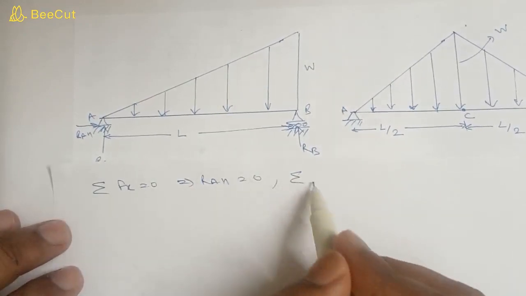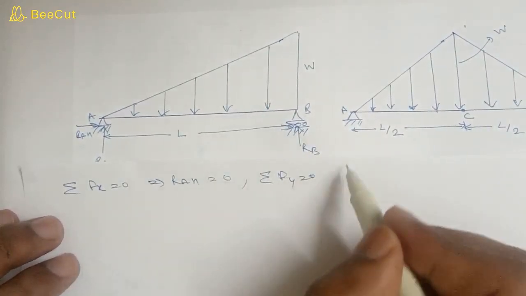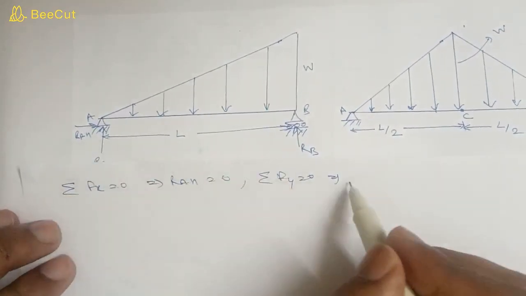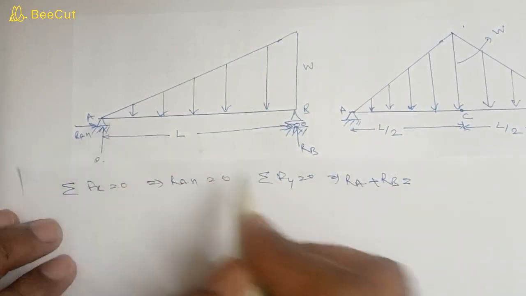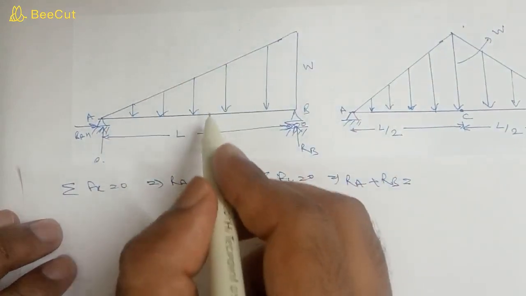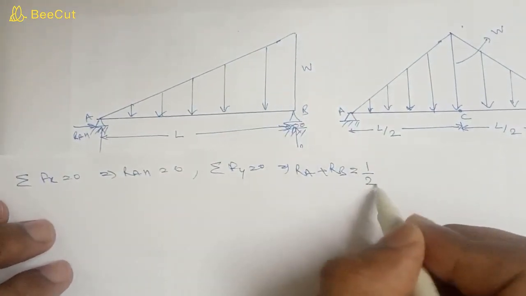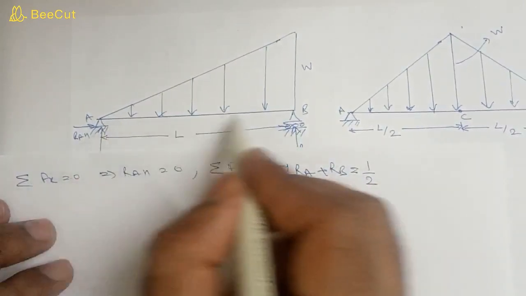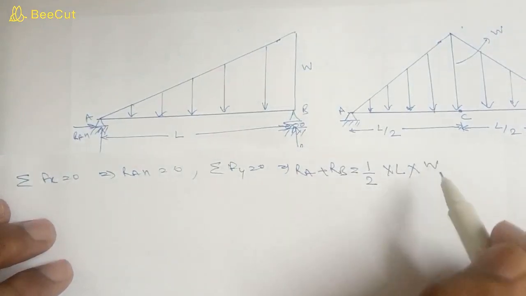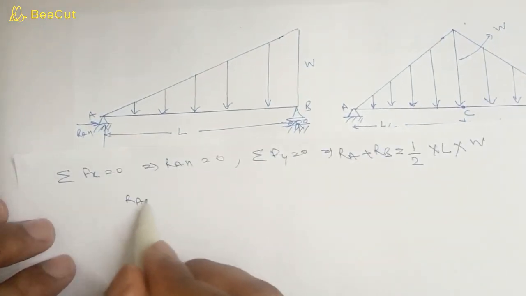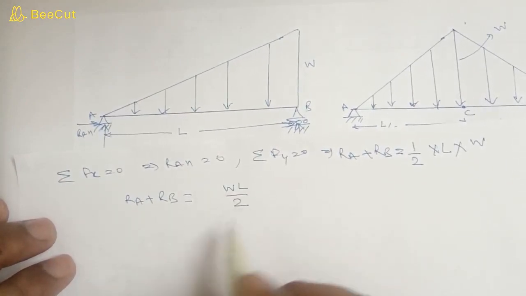And if we apply summation Fy is equal to 0, meaning the sum of all the vertical forces is 0, then we will get RA plus RB is equal to the downward force, because these two forces are upward and are balanced by the downward force. So what is the downward force? Half into base into height. This base is L and height is W. So RA plus RB is equal to WL by 2.